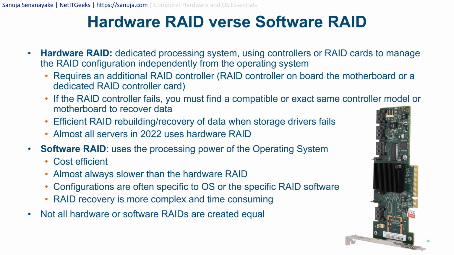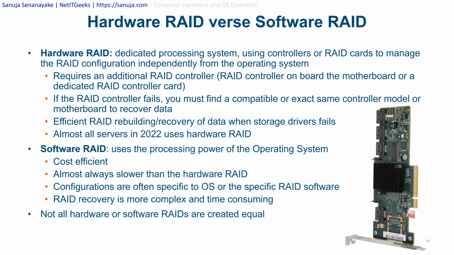If the RAID controller fails, you must find a compatible or the exact same controller model or motherboard to recover the data. If you have a motherboard with the RAID controller already built in, where the chip is machine soldered onto the motherboard, then you need to find the exact same motherboard to recover your RAID configuration if the RAID controller fails. But most servers have a dedicated RAID controller card. You can simply replace it with the exact same compatible RAID controller card, and then you can recover data if the RAID controller fails.